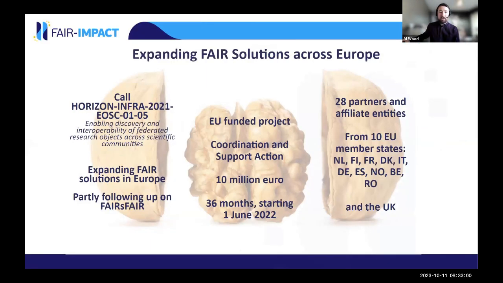So just a bit of information about Fair Impact as a project. Fair Impact is funded under the European Commission Horizon Europe program and is one of the Infra-EOS projects. The project builds on the work of the Horizon 2020 Fairs Fair project and is a coordination and support action focusing on expanding fair solutions in Europe. The project has 28 partners from 10 member states and the UK. We began back in June 2022 and will finish in May 2025.